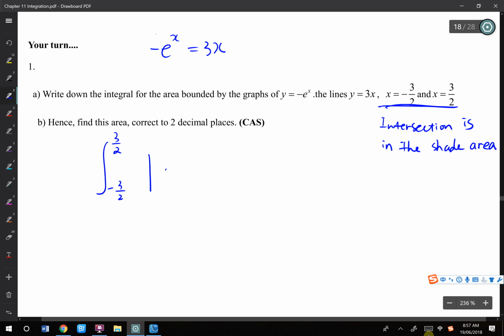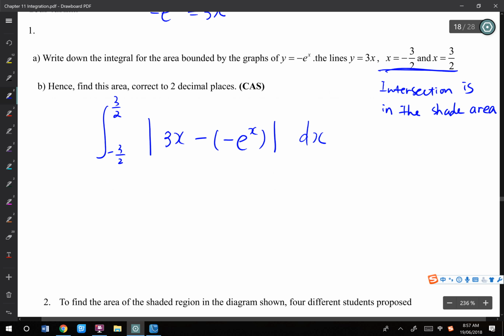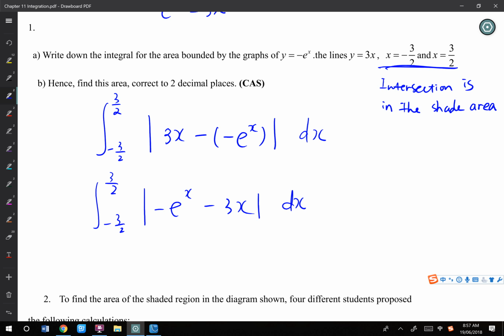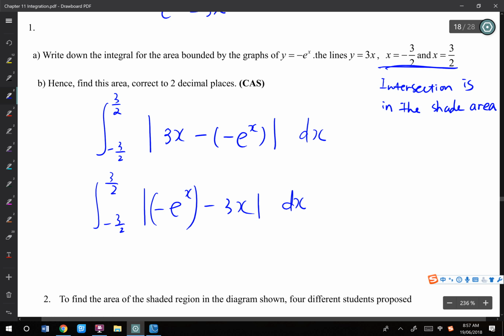Absolute value of 3x minus negative e to the x, or the other way around. So it will be the same. Or I can have negative 3 over 2 to 3 over 2, 3x minus e to the x minus 3x dx. That will be fine as well. They all give you the same answer. Just use one to subtract the other one.